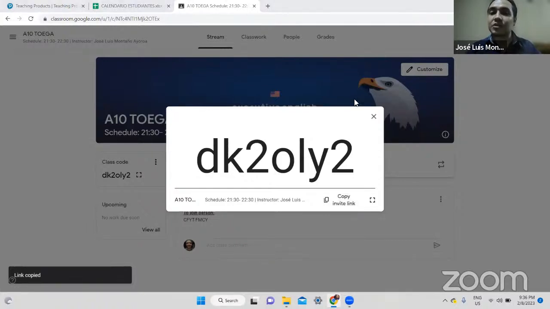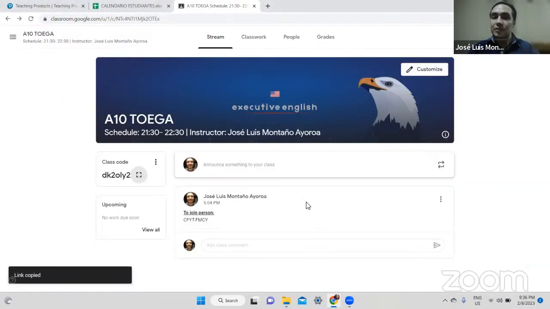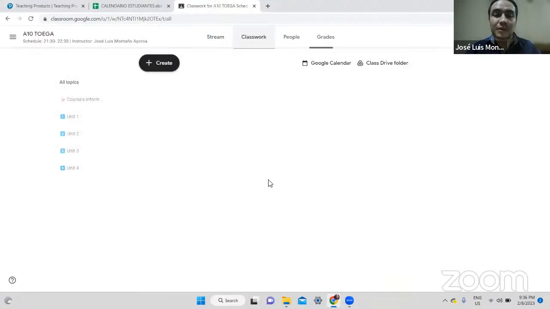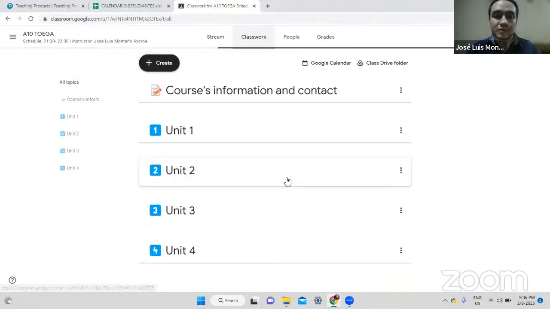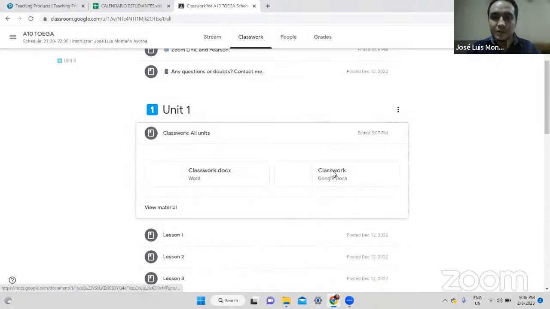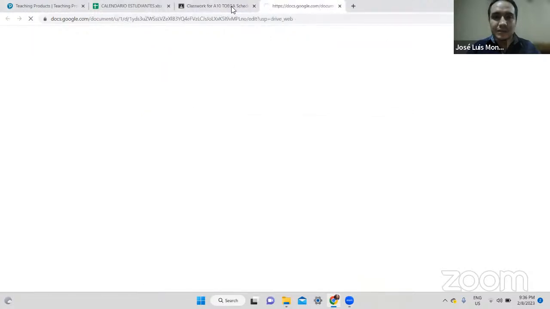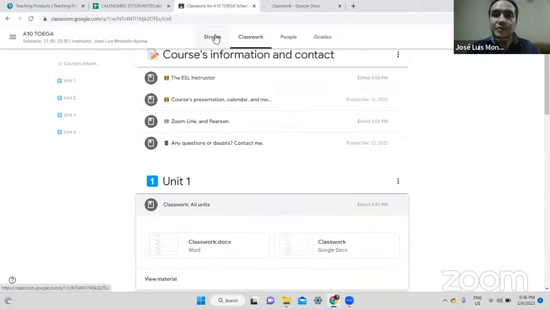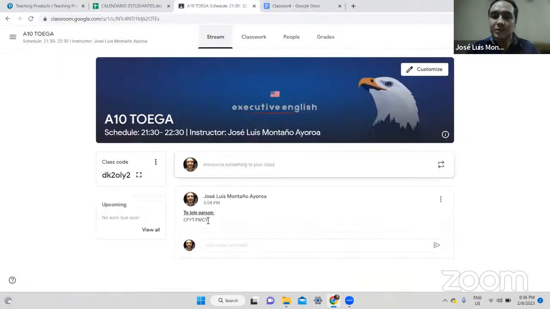So let's first join Google Classroom, please. You know how it works, right? All the presentations are going to be here, plus the file that we use to write the examples. Okay, I'm going to open that one as well. And also there on Google Classroom, if you go to the stream, the main part, here you have access to the codes that you need or the ID that you need to join Pearson.